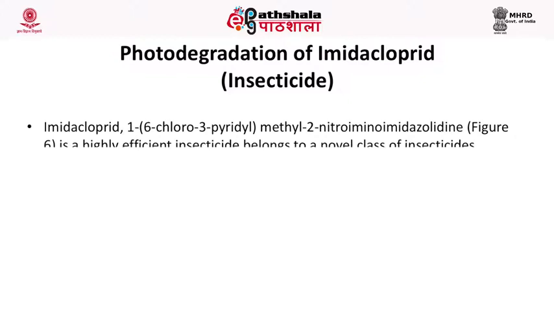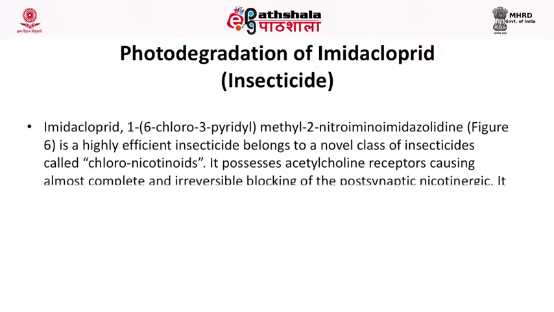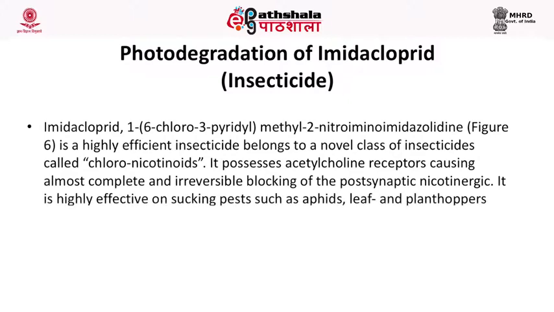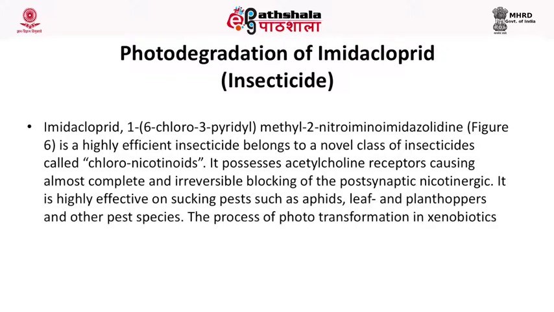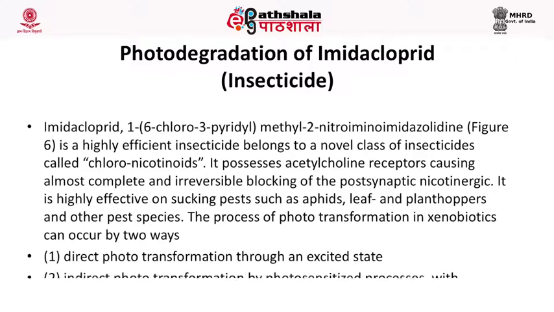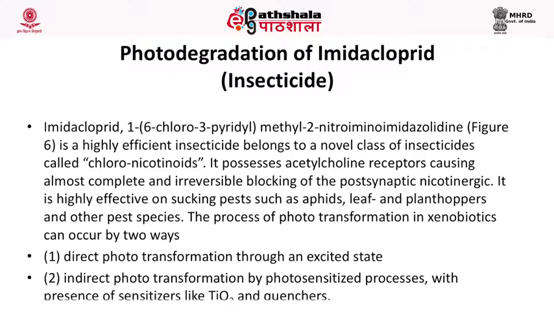Next example is of the imidacloprid insecticide. Imidacloprid is a highly efficient insecticide belonging to a novel class of insecticides called chloronicotinoids. It acts on acetylcholine receptors, causing almost complete and irreversible blocking of the postsynaptic nicotinergic receptors. It is highly effective on sucking pests such as aphids, leaf and plant hoppers and other pest species.